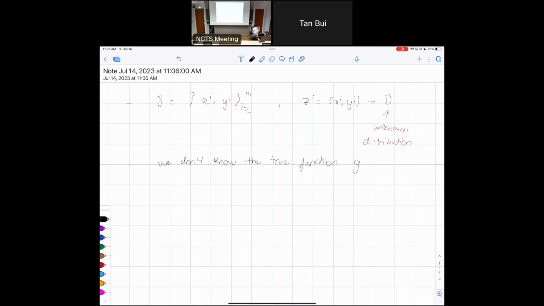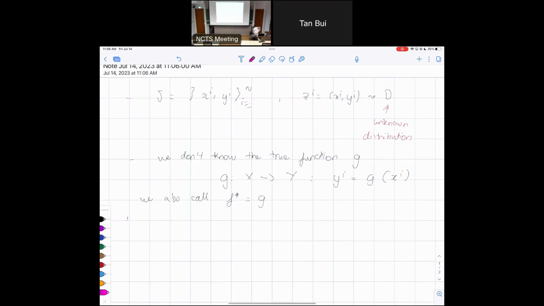So the true function, remember, takes us from X to Y. And we assume that of course Y_i is equal to G of X_i. But other than that, we don't know anything about G. And sometimes we also call G as F star to make it really distinguished. So the key that we know is that we don't know. Let me remind us here: we don't know F star, and we don't know D either.